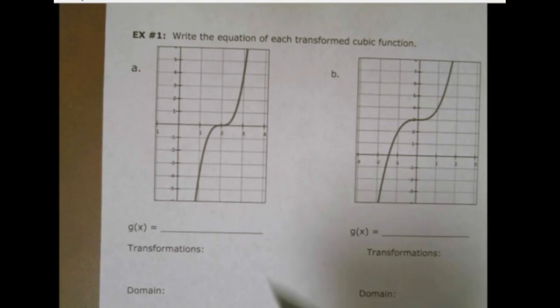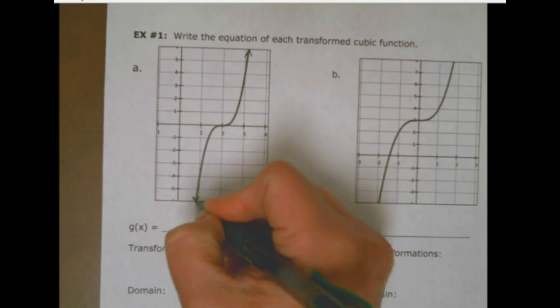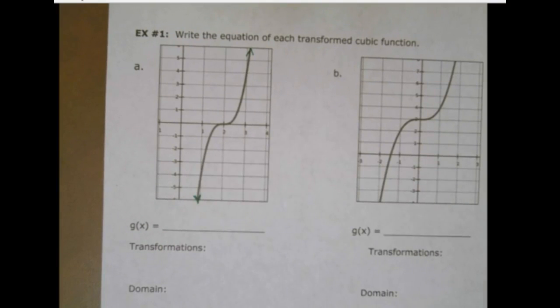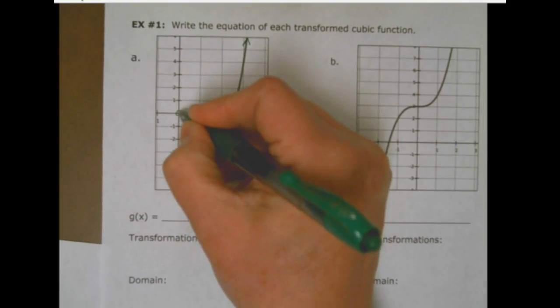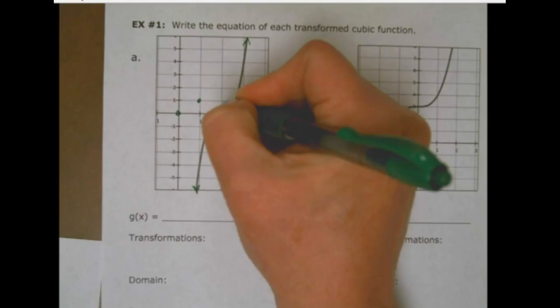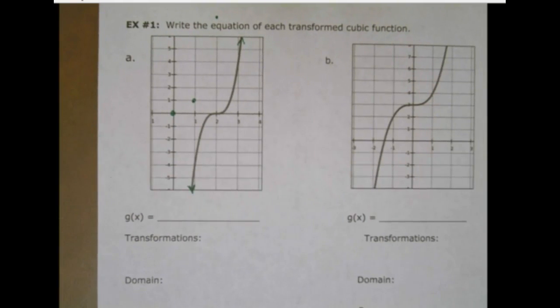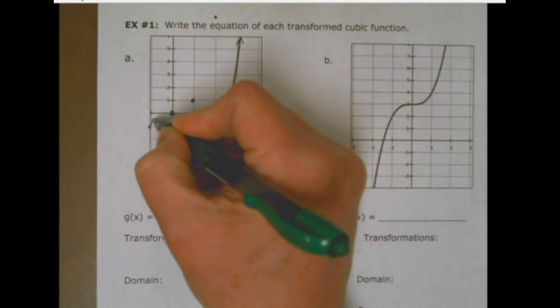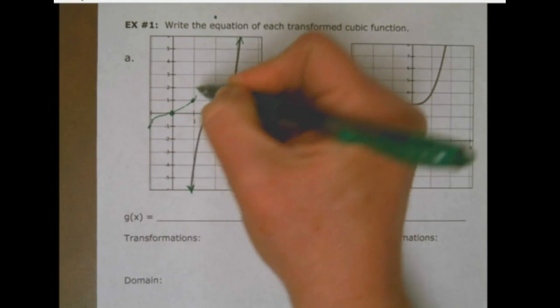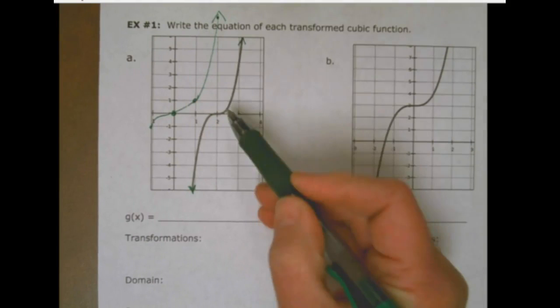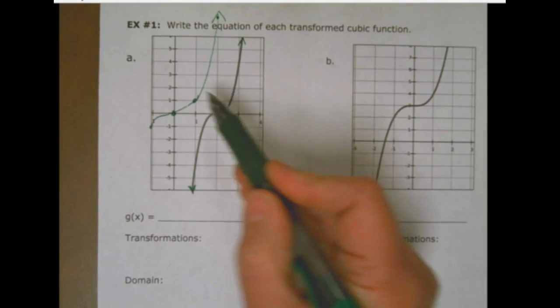So, in this example number 1, we are comparing to the parent graph. What does the parent graph look like? Well, that's the very first one on this other paper. That's the one that goes with this table. This table goes through 0, 0, and 1, 1, and 2, 8 would go off of my chart. And so this is the parent graph that I'm comparing this one to.